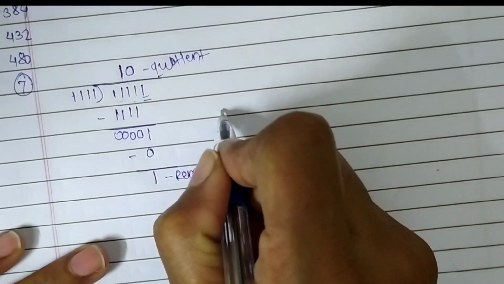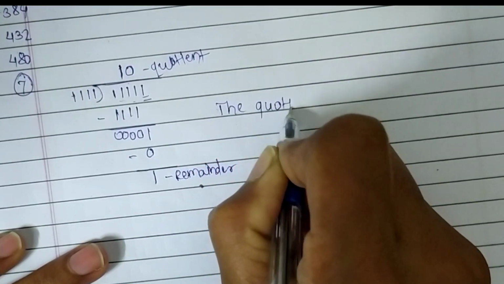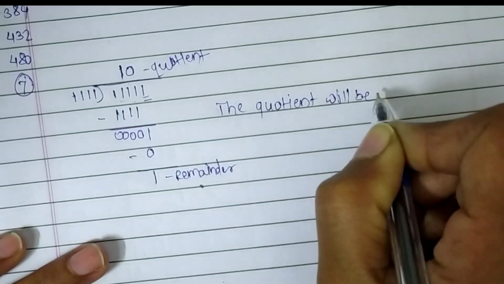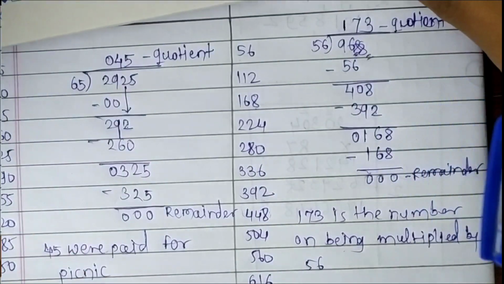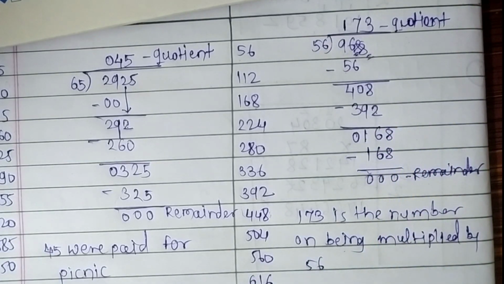Just write here the quotient will be 10. This is the solution of our problem set 15. Just write it in your notebook and practice it very well.